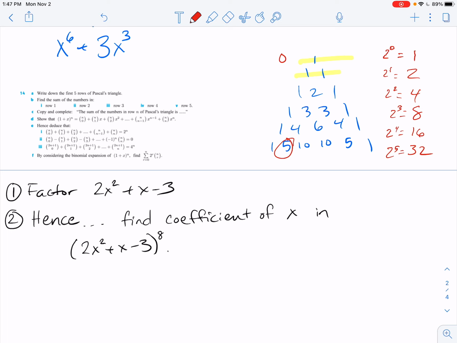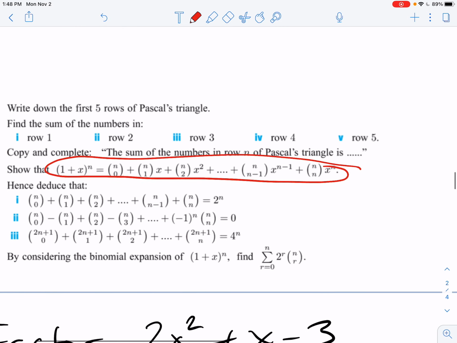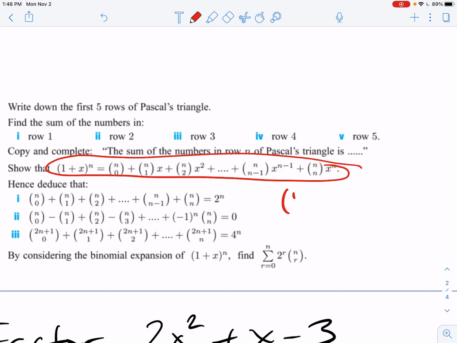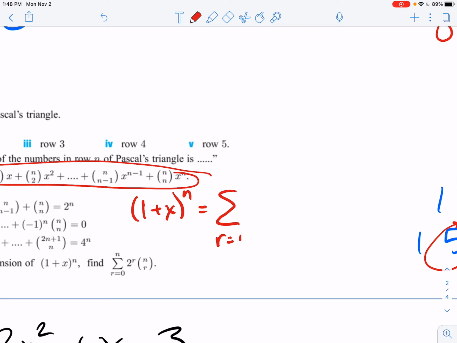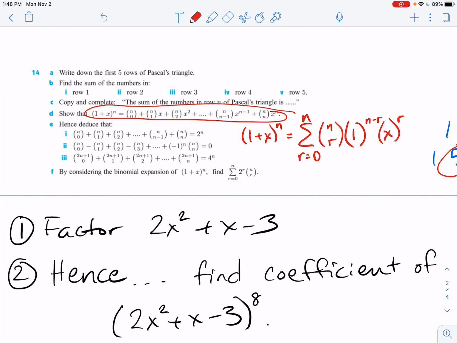Okay, so show that. Oh, that's just the definition. Okay, so I'm looking at this part right here. Well, we know that (1 + x)^n is equal to the sum as r goes from 0 to n of n choose r times 1 to the n minus r times x to the r. And then when you write that out, you end up getting what they have right there.